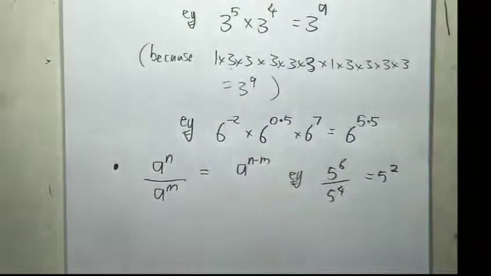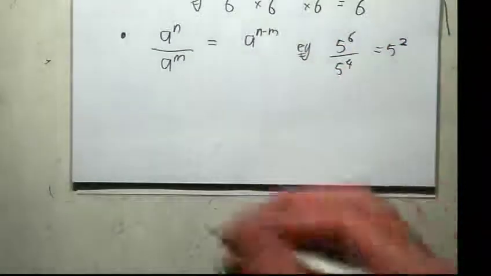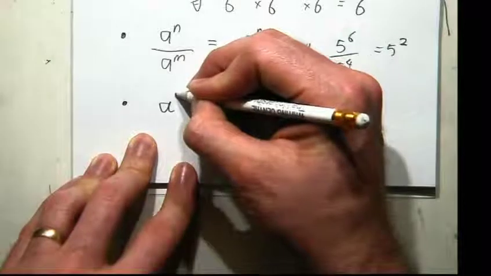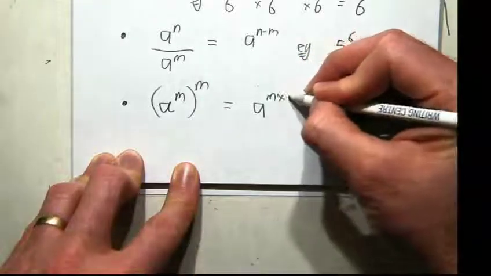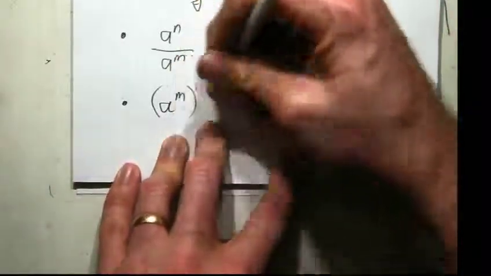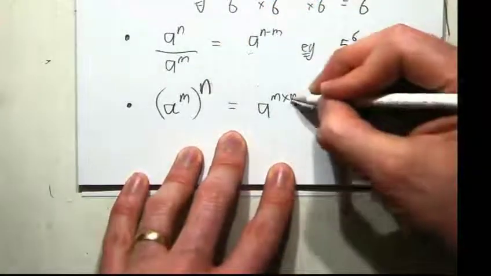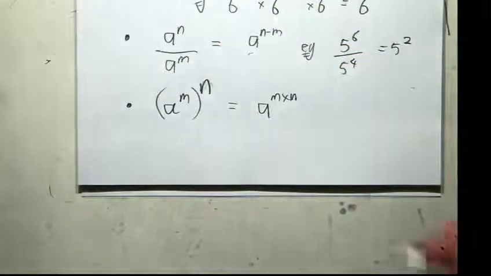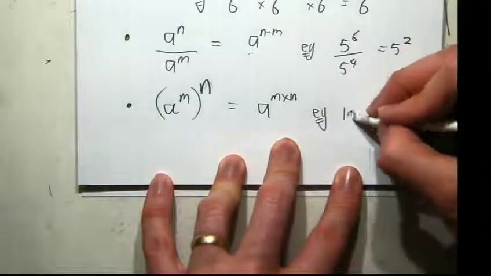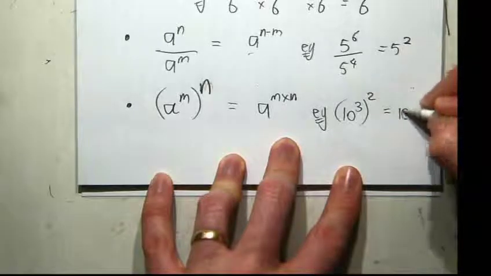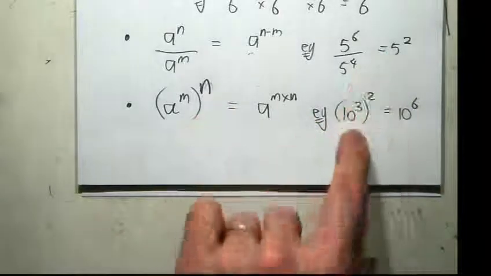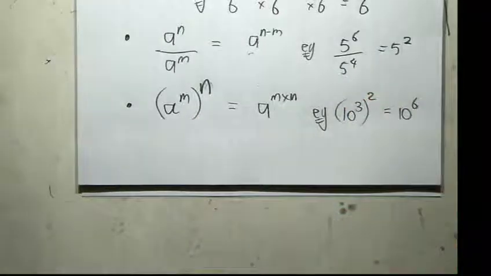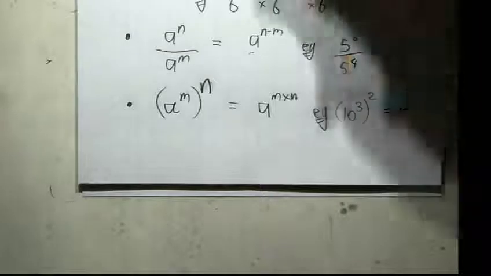There are several other ways for powers to interact, but the other one is that if you have the same thing and we have a power of a power, then the numbers will multiply. If you have a power of a power, they'll multiply. So my example is 10 cubed, 10 to the power of 3 to the power of 2 will be 10 to the power of 6. So if you've got a power of a power, then all these powers just multiply by each other and give you 6. So they're the rules for multiplication.